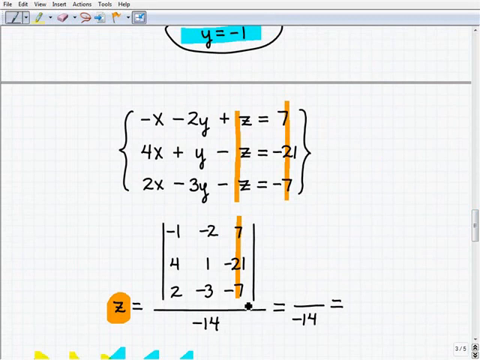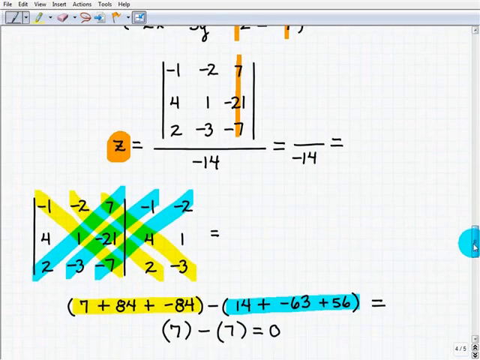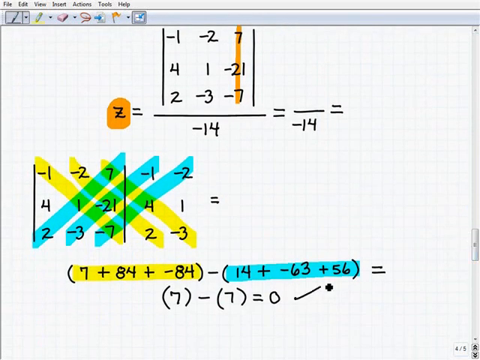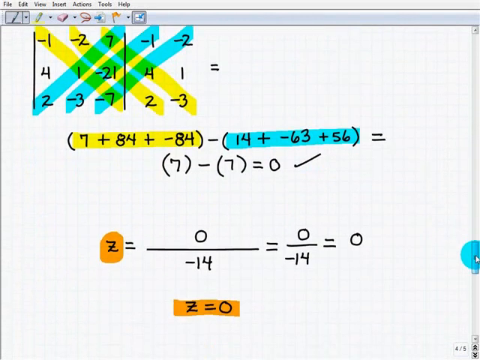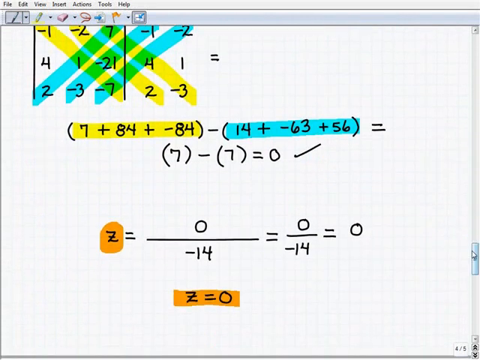And if you did, good job. Now what you need to do is go ahead and follow through and calculate that determinant. You may want to pause the video, see if you get it right. Okay, so once again, the diagonal method, and when everything's said and done, you get a 0. So it's going to be 0 divided by negative 14, which of course is going to be 0. It's really easy. So z is equal to 0.